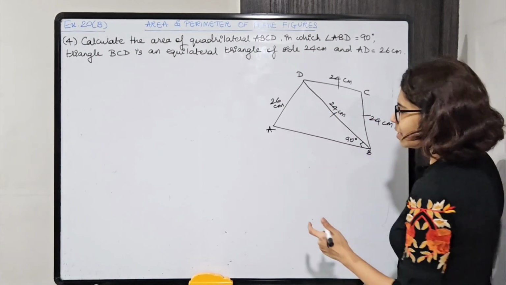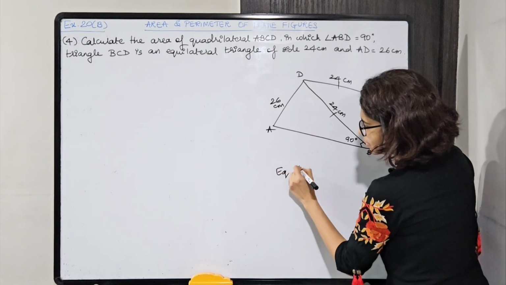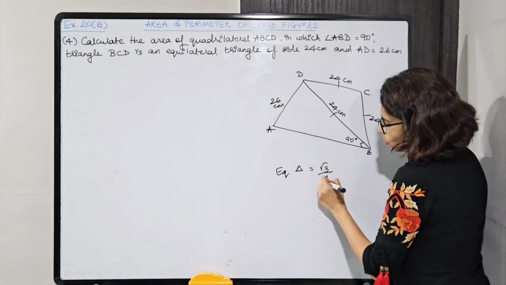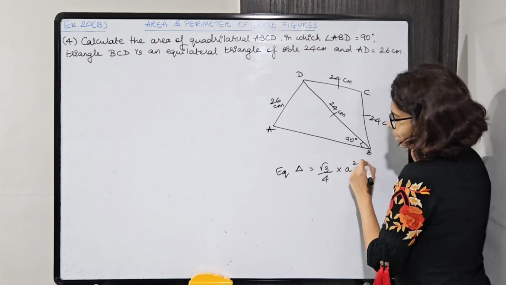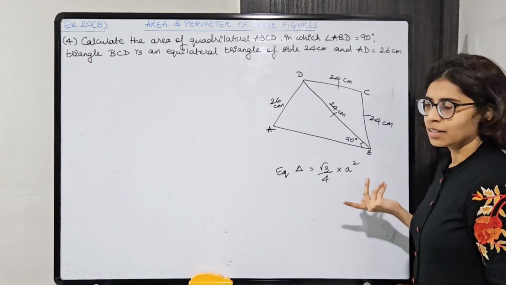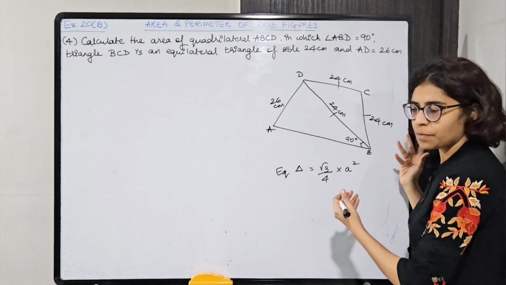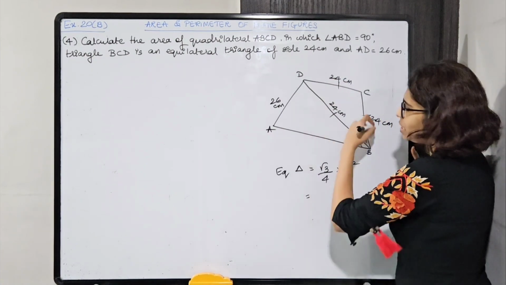So for equilateral triangle, the area is √3/4 into side square, that is A square. Okay, तो side क्या है यहाँ पे 24 है. Put करो, solve करो. Okay, you will get the area of BCD.